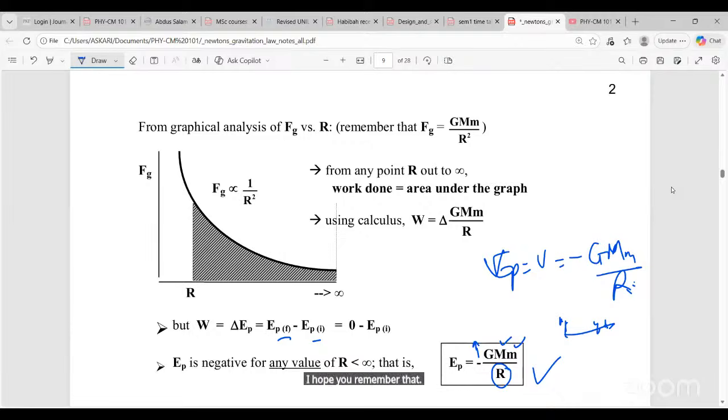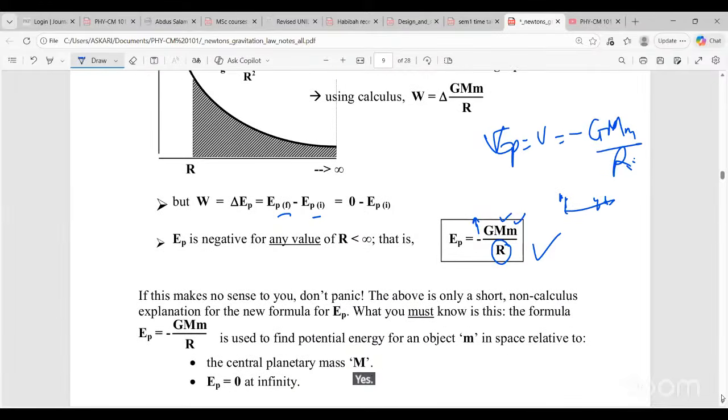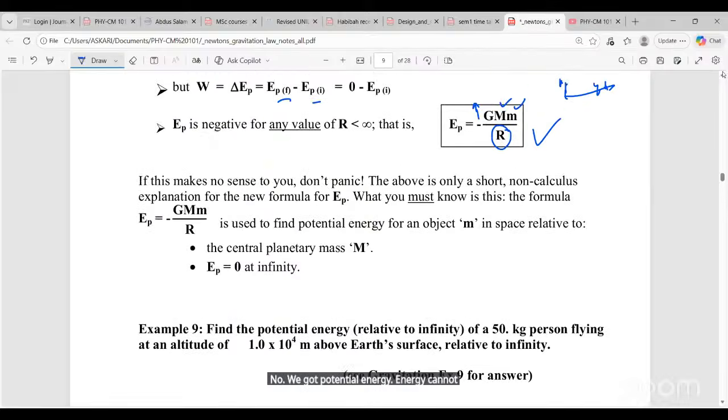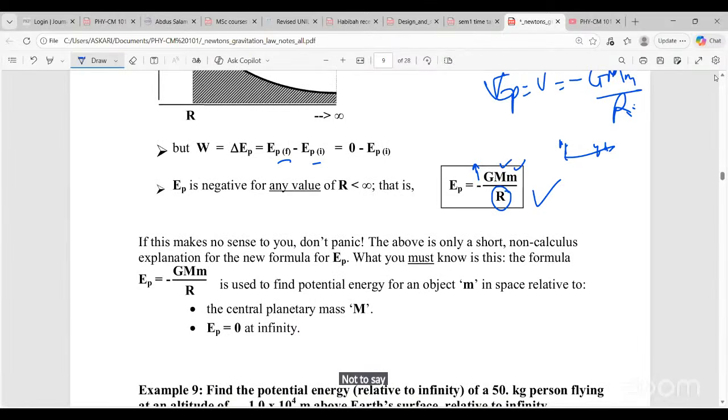Work done on the system, work done by the system. So you are moving against gravity. Hello, sir. Professor, should the negative sign appear in our answer? The negative sign? Yes, sir. No. Because potential energy cannot have a negative value. Okay, sir. Thank you, sir.